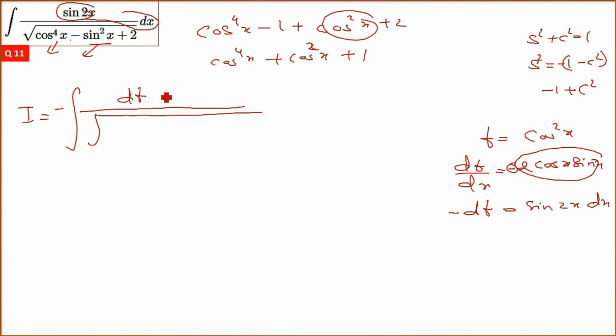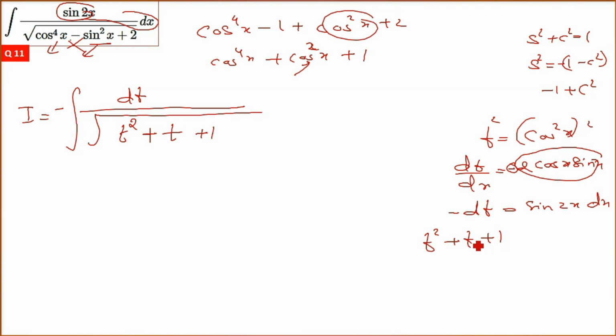Cos square x was taken as t. So the formula we have devised is t square plus t plus 1. We have to make this a perfect square now. t square plus t plus 1.